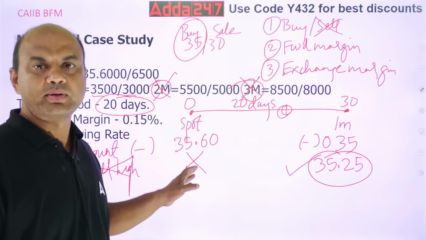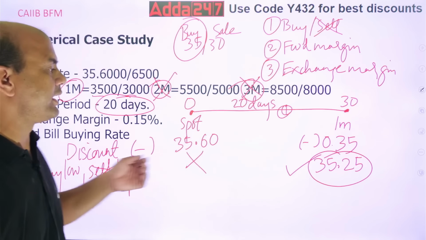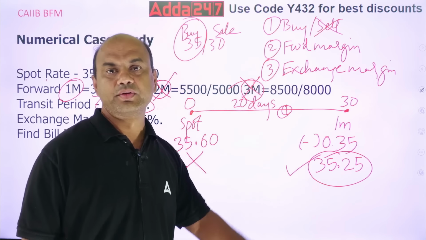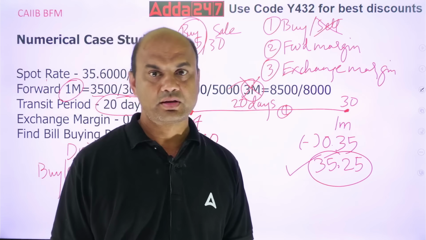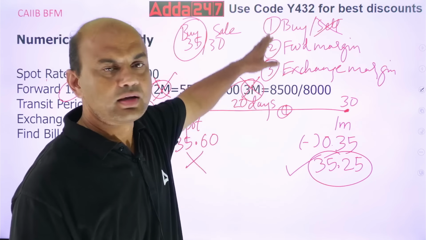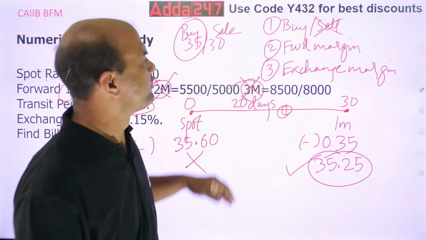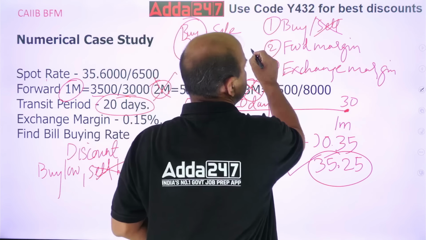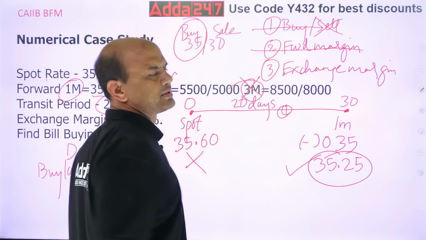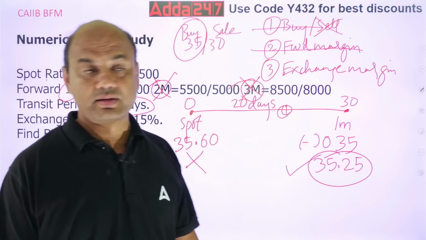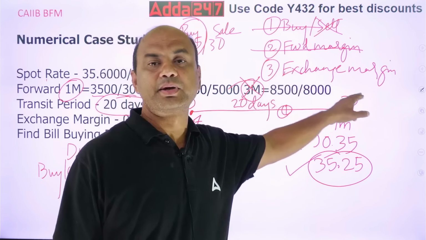35.60 will be cancelled. Buy low. I will be buying at a lower rate, so 35.25. Got it, everyone? Now where have you come in these three steps? First step is gone. Second step is gone. Forward margin, this answer is for the forward margin. Now what is remaining? Third, exchange margin.